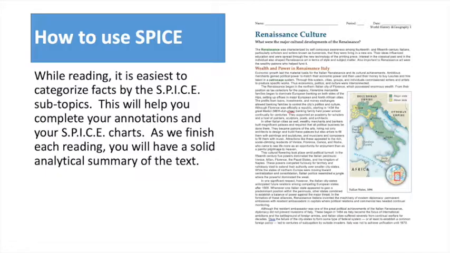So let's take a quick look here on how we use SPICE in world history. While you're reading a text, it is easiest to categorize facts by SPICE subtopics. This will help you complete your annotation of the text, right? And then your SPICE chart later on, which I'll show you. And so when you do this, you get a full analytical summary of the text. So it shows that you understand this text in depth.